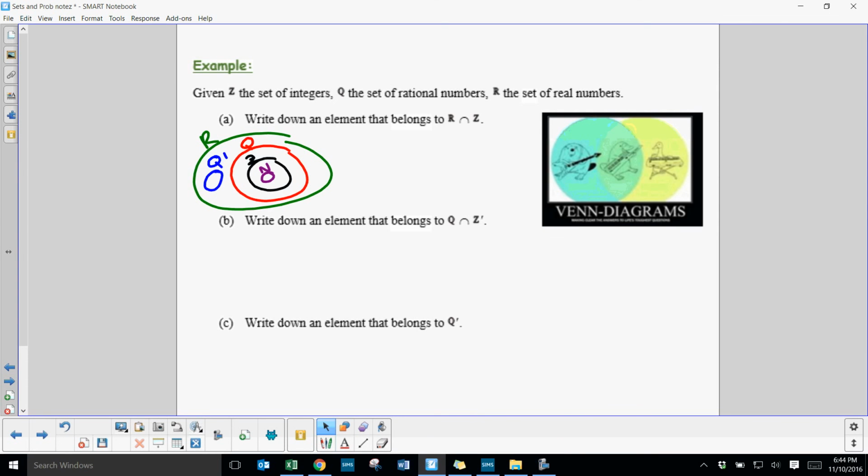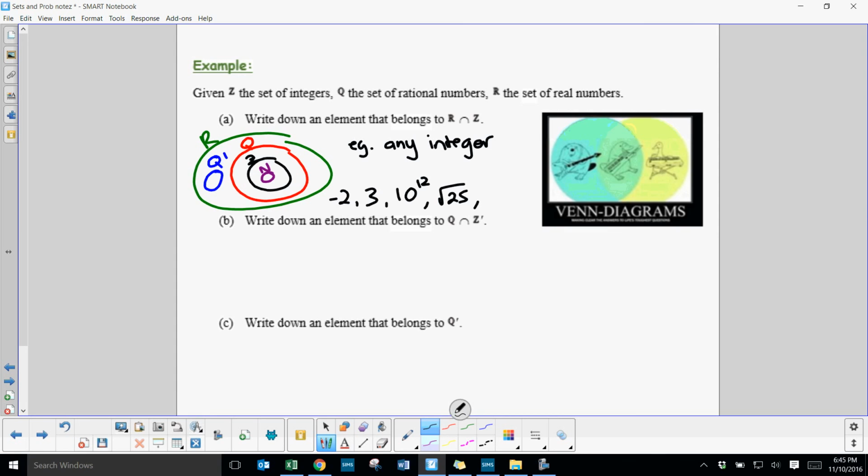And so Z is a subset of R anyway. So it could be any integer. And integers are just negative or positive whole numbers. So you just need one element. So you could have had like -2. You could have had 3. You could have 10 to the power of 12, because that's a whole number. You could have had square root of 25, because that's a whole number. You could have 4 over 2, or -4 over 2, that gives you a whole number.